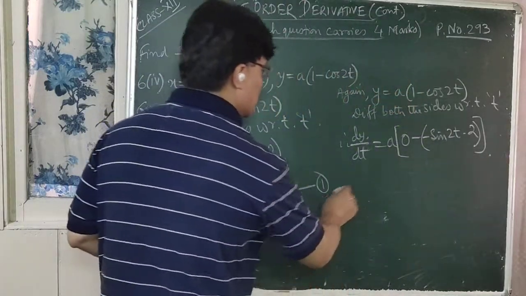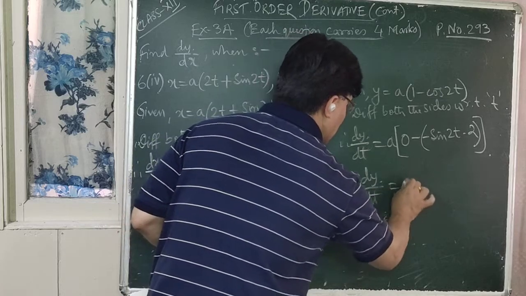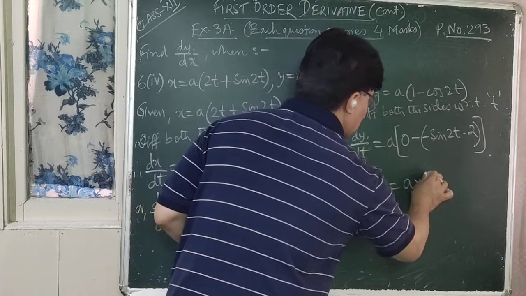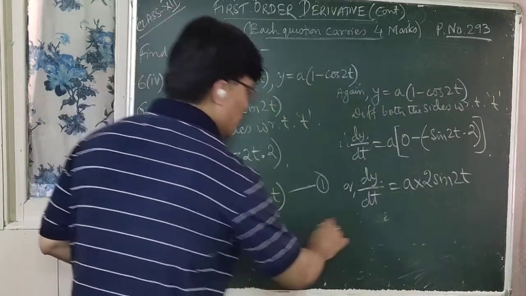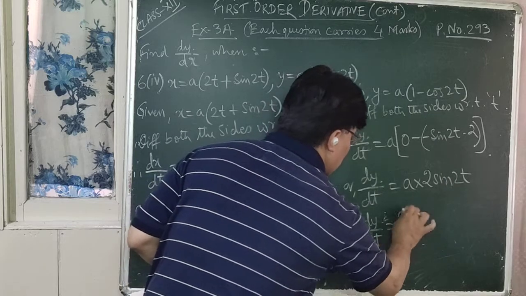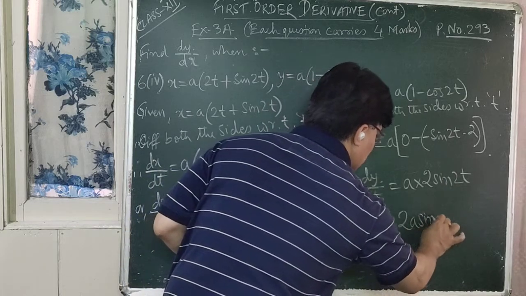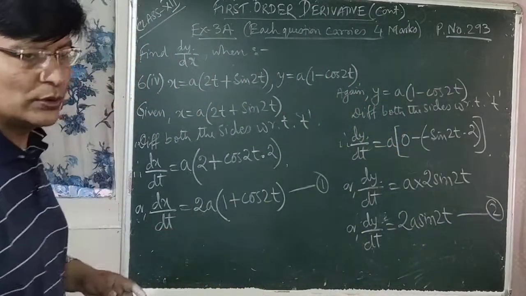Third bracket is closed. Now simplify it. So dy by dt is equal to a into minus into minus plus, it is 2 sine 2t. Or you can write dy by dt is equal to 2a sine 2t. Let us mark it number 2, right?